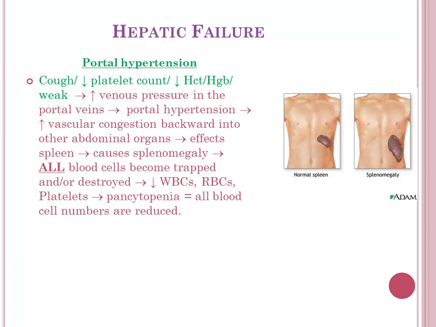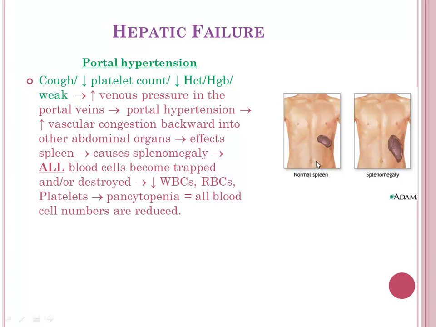We have a decreased platelet count, hematocrit, and hemoglobin. And again, we've talked about the fact that portal hypertension will greatly affect the spleen, the esophagus and the stomach by causing varices to develop. Well, what happens with the spleen? You get, again, this back pressure, and so your spleen becomes enlarged.